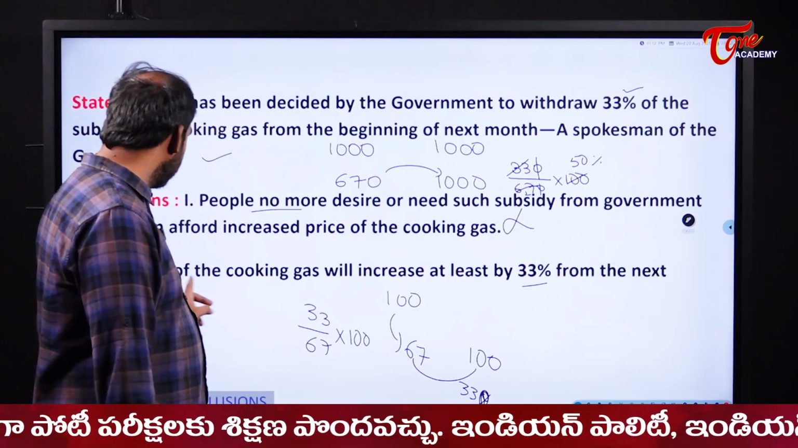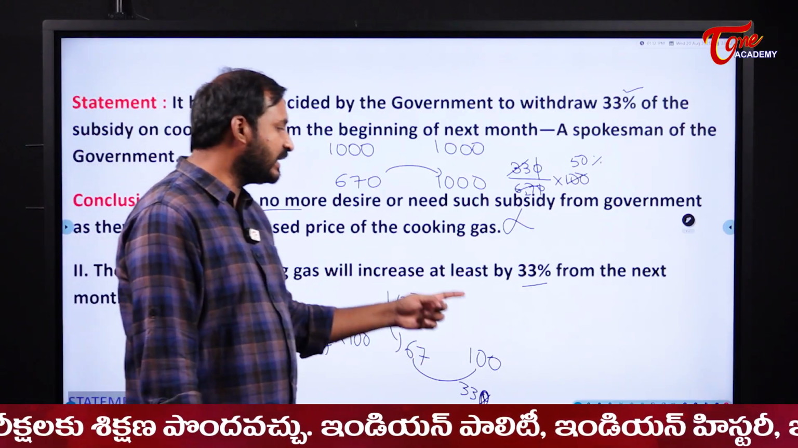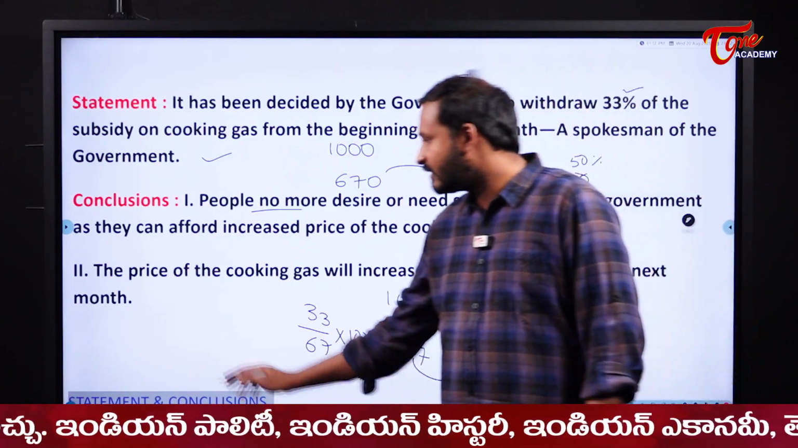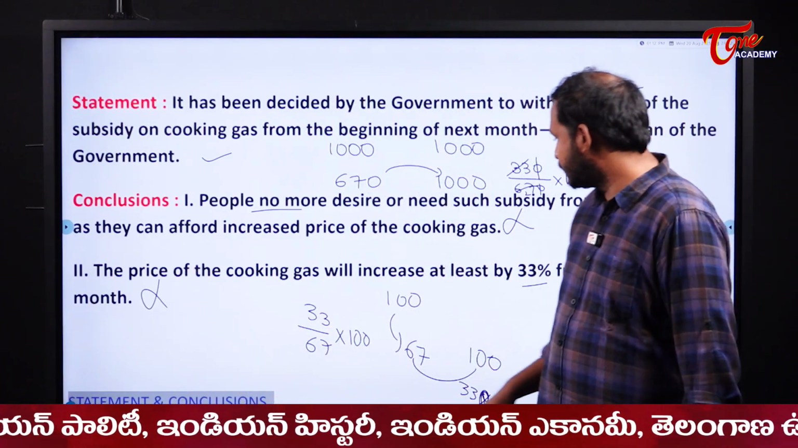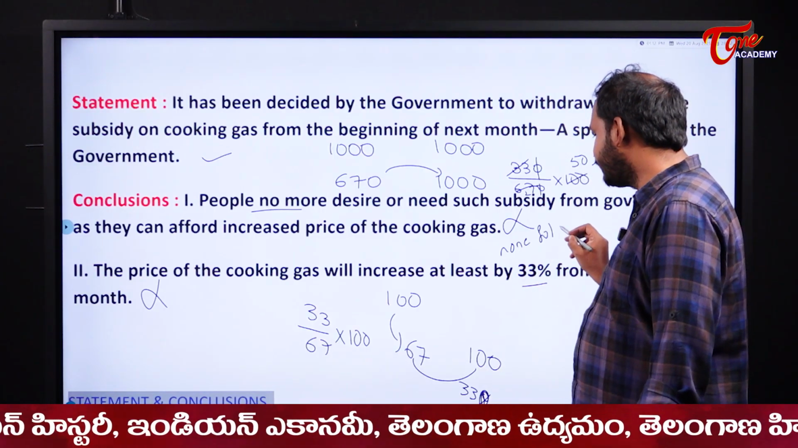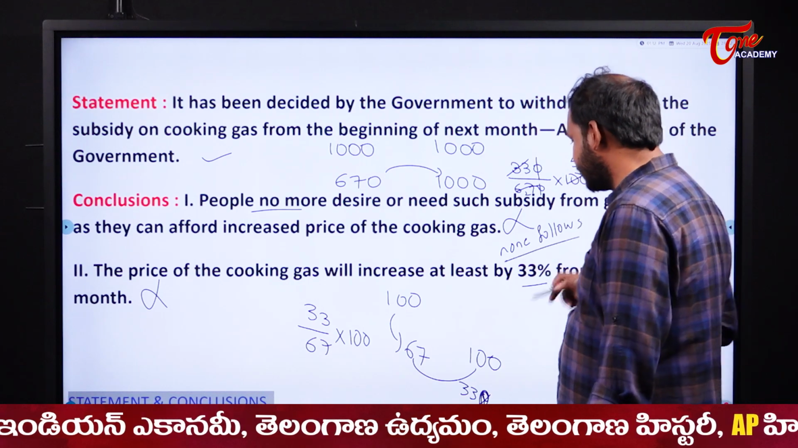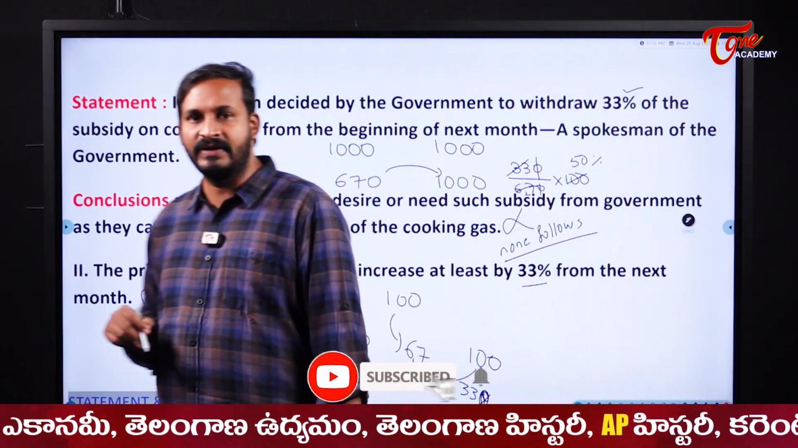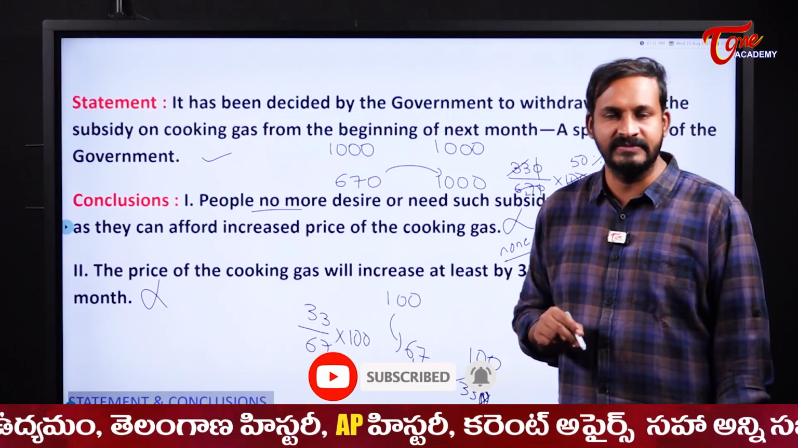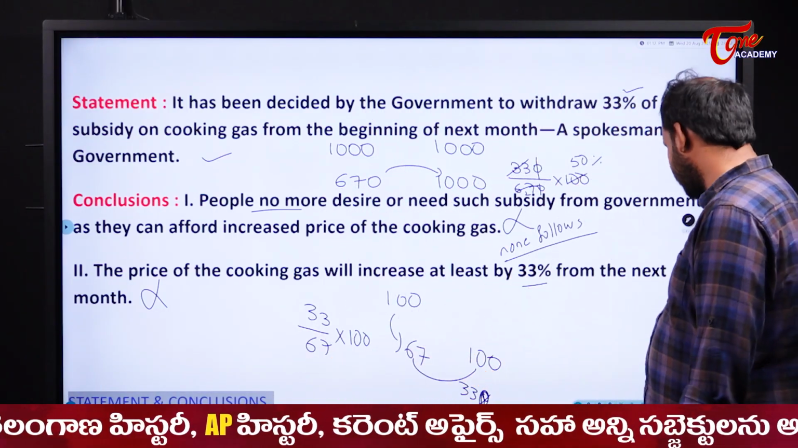But what they are telling is, the price of cooking gas will increase at least by 33% from the next month. That is wrong, right? So that one is also not implicit. So here none follows. Actually it will impact the price by 50%, not by 33%.